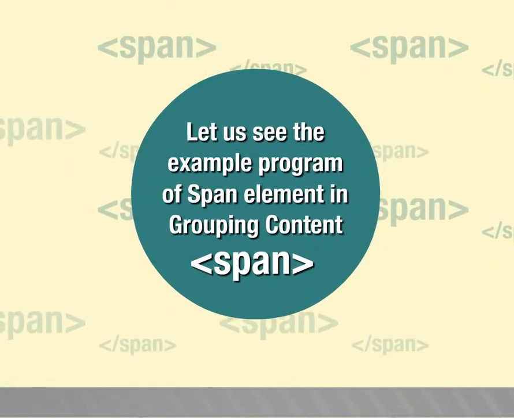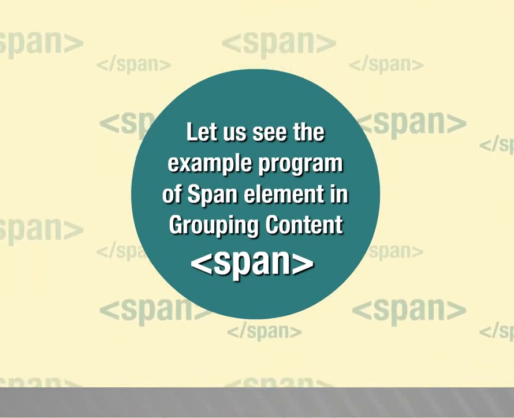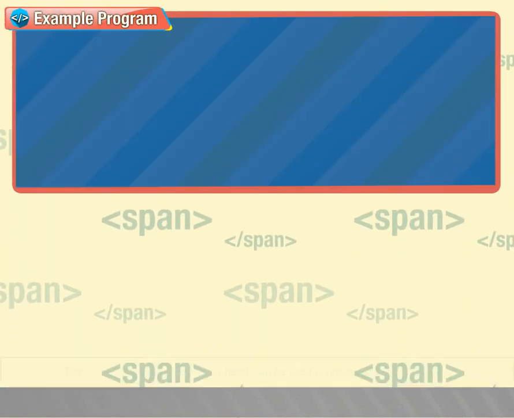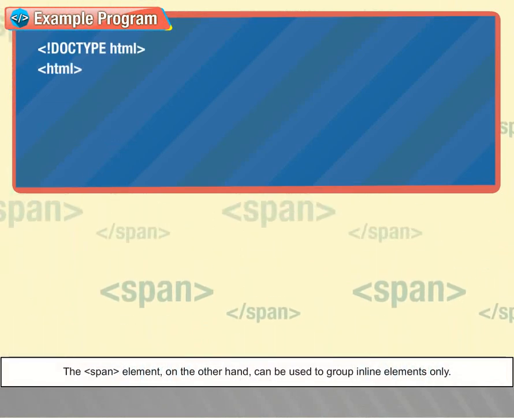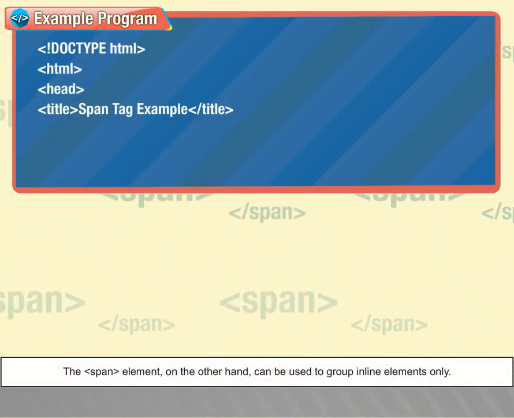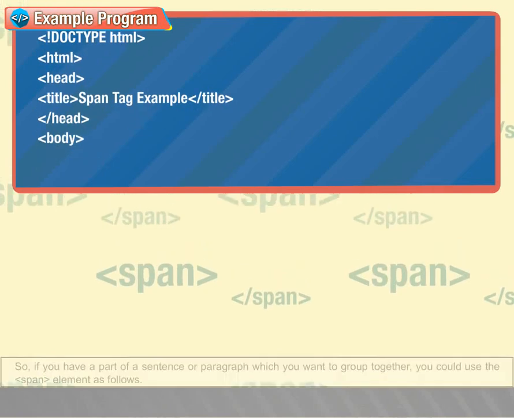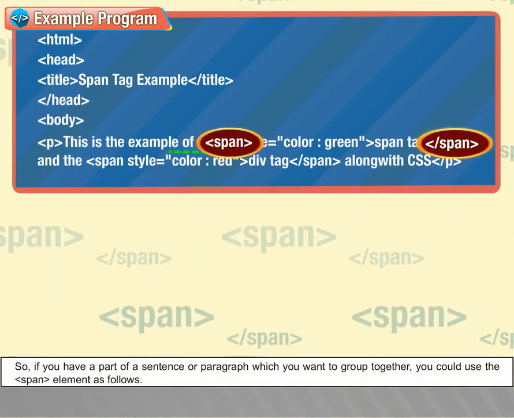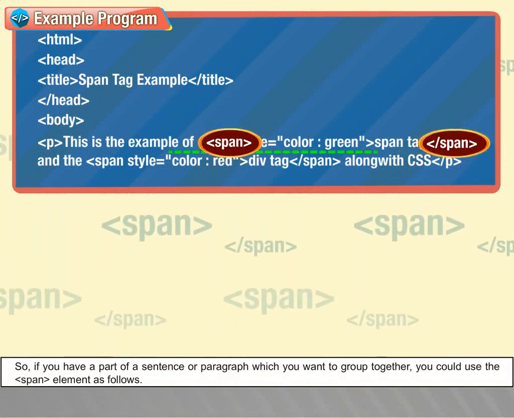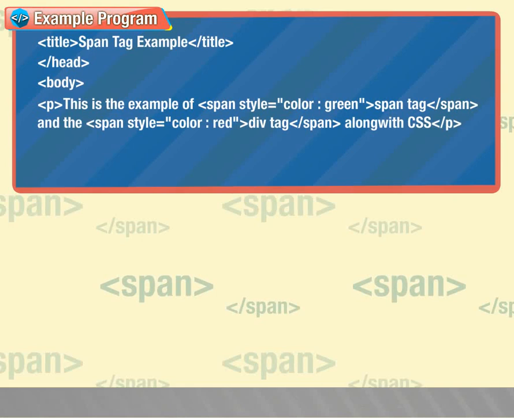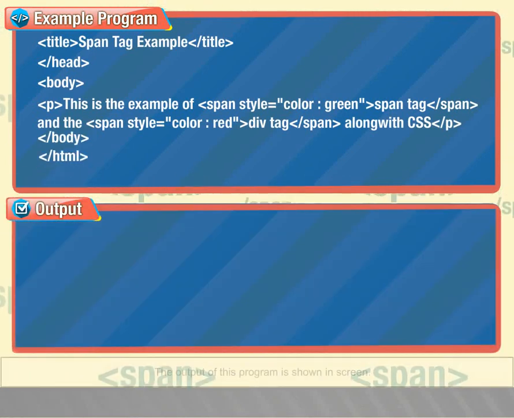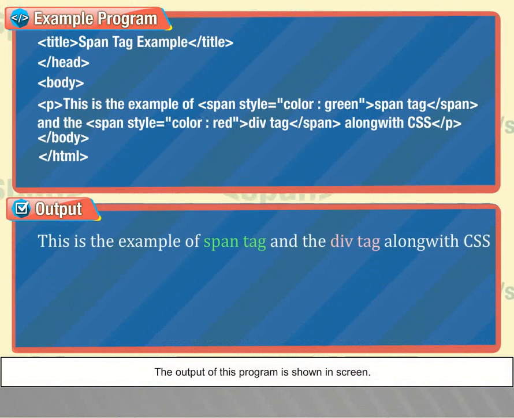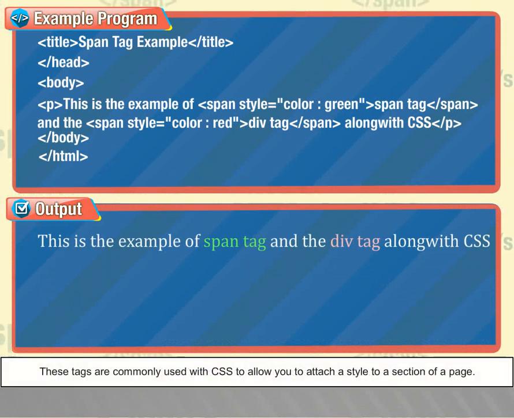Let us see the example program of SPAN element in grouping content. The SPAN element, on the other hand, can be used to group inline elements only. So, if you have a part of a sentence or paragraph which you want to group together, you could use the SPAN element as follows. The output of this program is shown in screen. These tags are commonly used with CSS to allow you to attach a style to a section of a page.